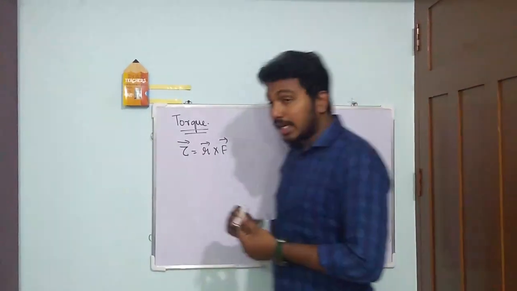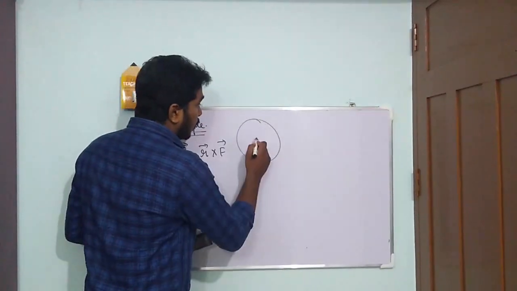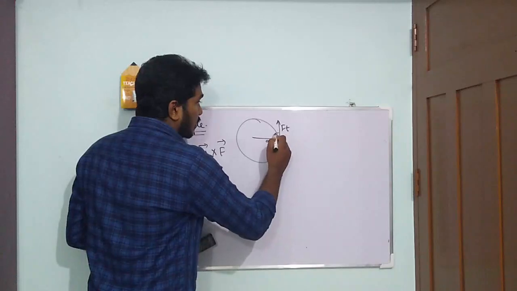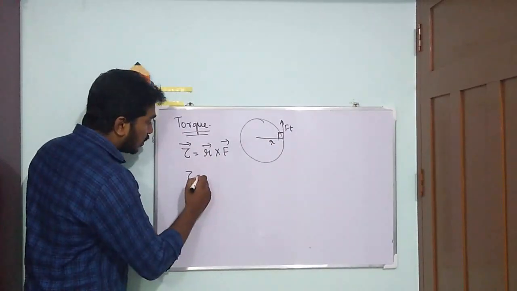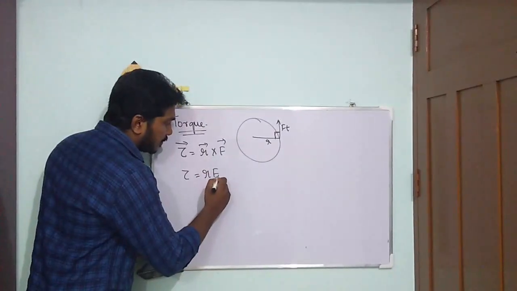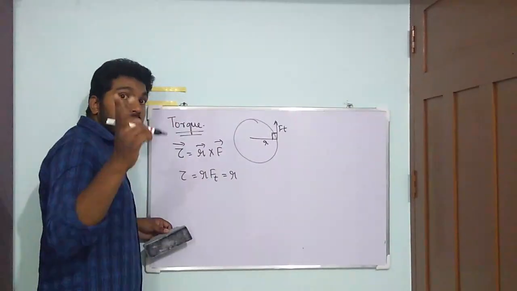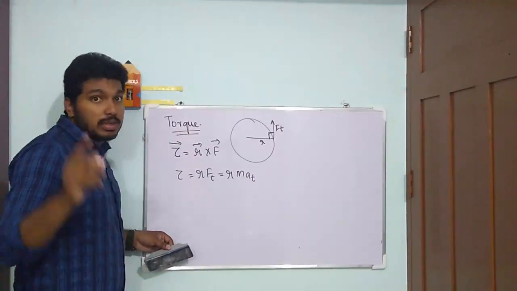Understood? So I can write torque is equal to R cross F, or if I draw a small object, this is the tangential force, this is R. What is the angle between them? It will be 90 degrees there. So I can write torque is equal to R F_T. Or this can also be written as R into, what is force? According to Newton's second law, M into A_T.